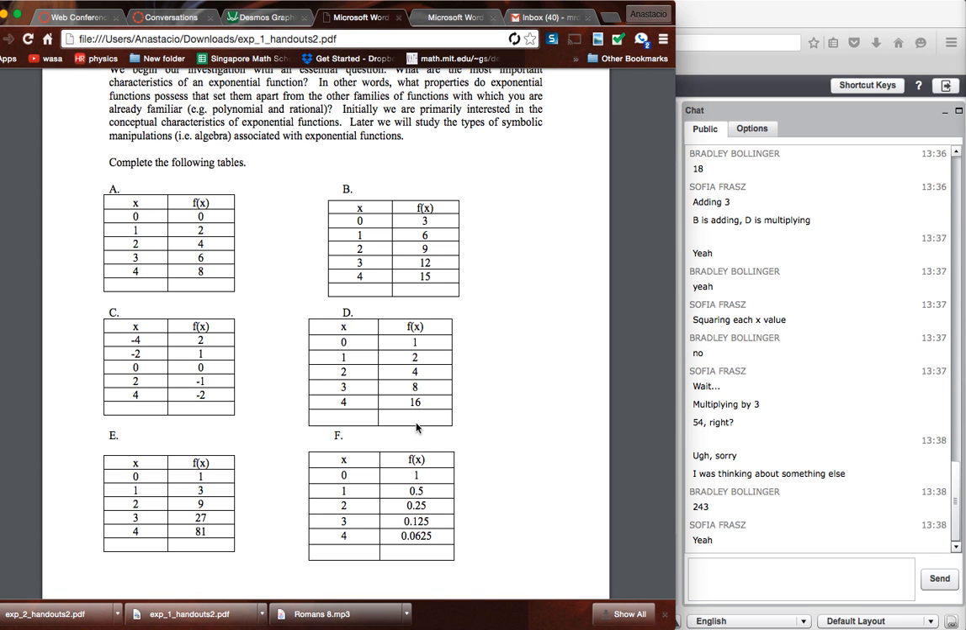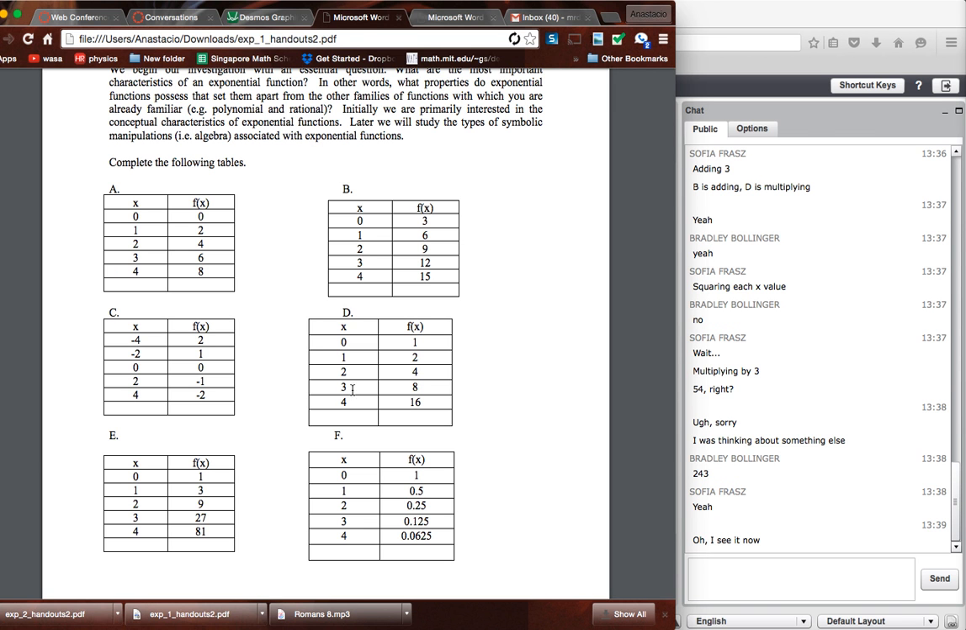Do me a favor, write this down. y equals 2 to the x power. Okay? Now, if I put a 2 in for x, that would basically mean y is equal to 2 squared, so that's why it's 4. If I put a 3 in for x, that would be 2 to the 3rd power, which is 2 times 2 times 2, which is 8. That's why it's 8. 2 to the 4th power is 16. 2 to the 5th power is 32. That's why the next number is 32. Does that make sense?